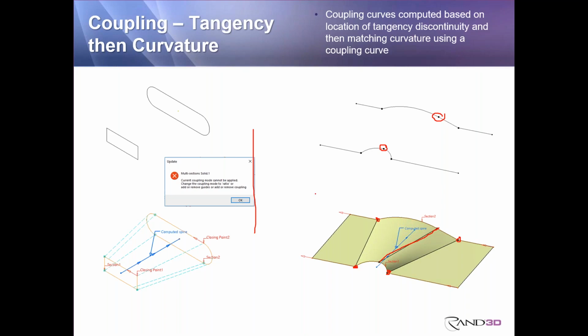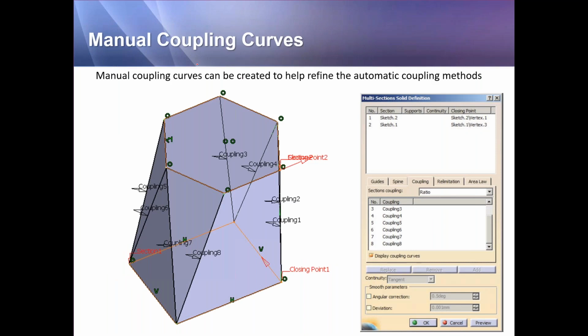Now, it is possible to also come back and add manual coupling curves. So in this example that you see here, notice under coupling, they've got this set to ratio. But then down below, they've got what they call some coupling curves here. Now, this lets me further refine the shape. Here they're going to go from a square to a hexagon.